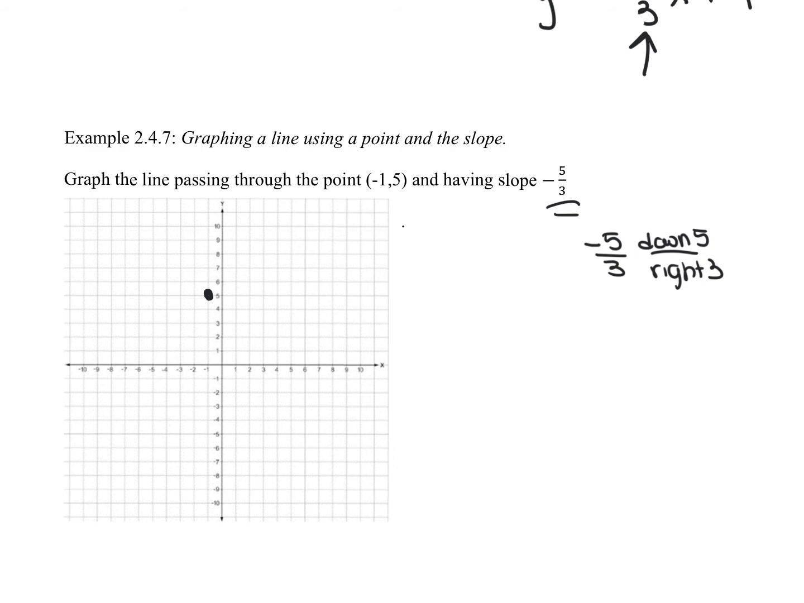So from this dot I'm going to go down 1, 2, 3, 4, 5, and then I'm going to go over 1, 2, 3. So here's my next dot. I can do that again. I can go down 1, 2, 3, 4, 5, over 1, 2, 3. And then you can go in here and draw your line.